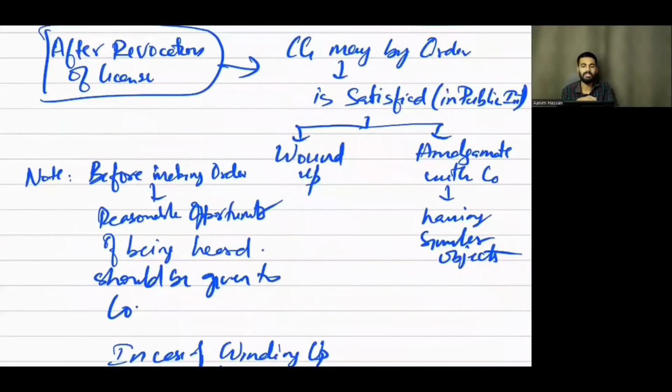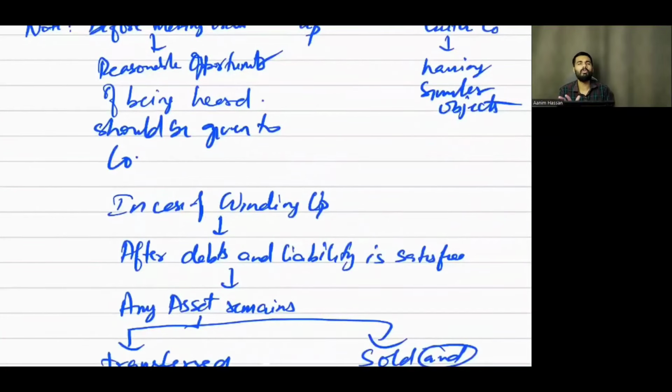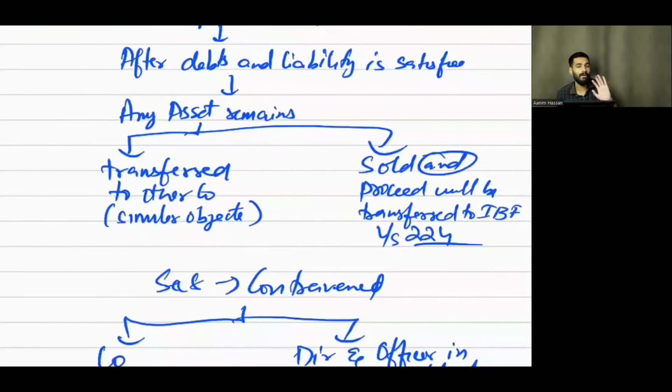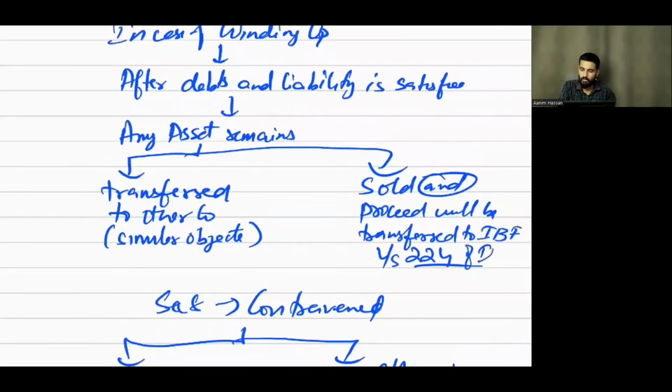After revocation of license, CG may order what? CG will order winding up or amalgamation with another company which has similar objects, only in a case where there is a public interest. But before making all these orders, you have to give the company an opportunity to be heard. In case of winding up, after all the liabilities have been paid, if there is some asset, either it will be transferred to the other company, or it will be sold and the proceeds will be transferred to the Insolvency and Bankruptcy Fund under section 224 of the Insolvency and Bankruptcy Code 2016.